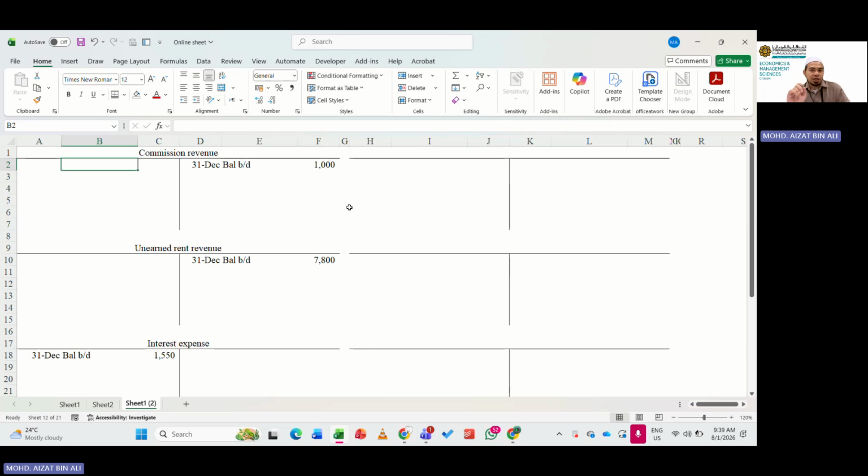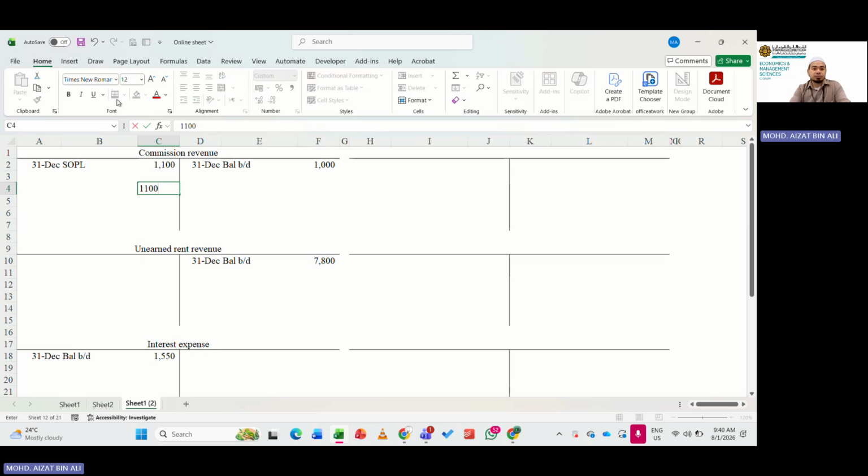So in commission revenue, this is a revenue account. SOPL is used to close the account. So let's close the account, 31st December, SOPL. The amount that we are supposed to receive is 1,100 ringgit. Now we can close the account. 1,100 ringgit. So there is a missing figure. This is 100 ringgit. This is where it becomes commission revenue receivable.